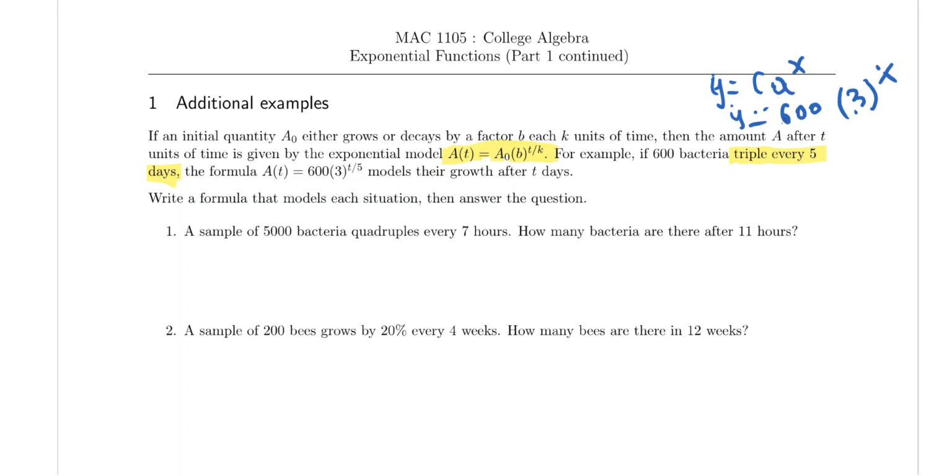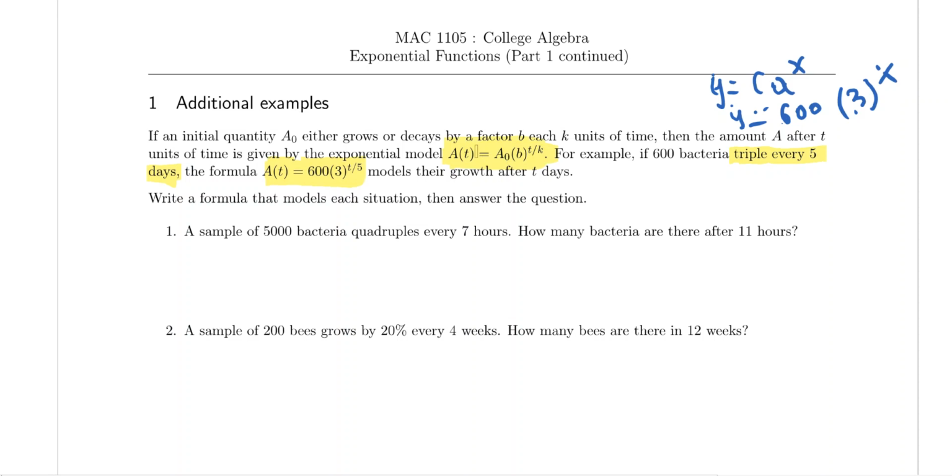But the new problem is that you have bacteria that triples every 5 days. So the formula has to be something different. It is going to be the amount of bacteria is 300 times 3 to the power t over 5. So this models their growth after t days, taking into consideration that every 5 days it triples. So this is our next formula that we're going to have to remember.